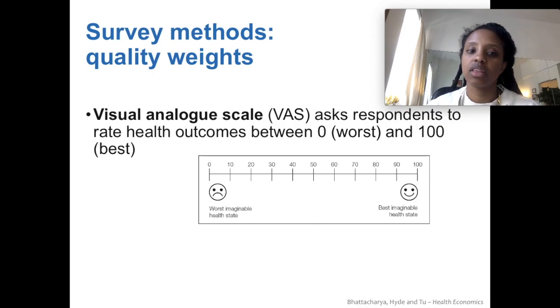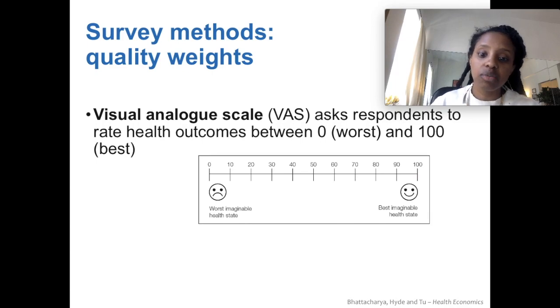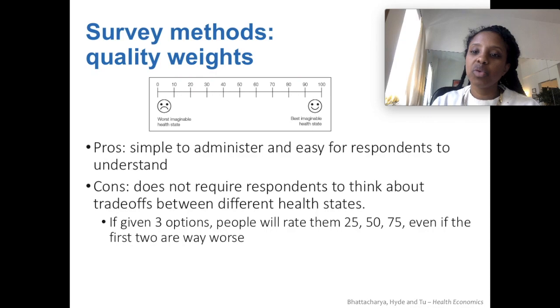So how do we elicit these quality weights, whether we're doing the expected value of QALYs or the number of QALYs? How do we develop those quality weights? There are 3 different ways we're going to talk about. One of them is just a visual analog scale. They just ask people, through surveys, to rate these health outcomes between 0 and 100, where 100 is the best possible health that you could think of. And it's really simple to administer, and that's why people like to use it.